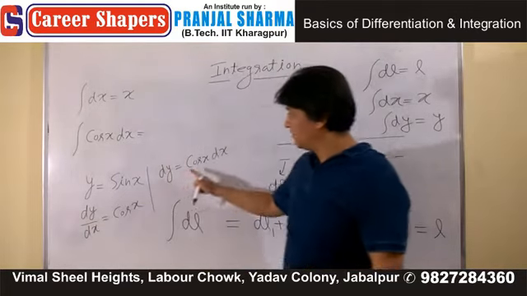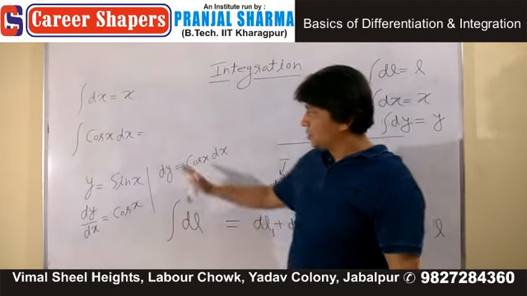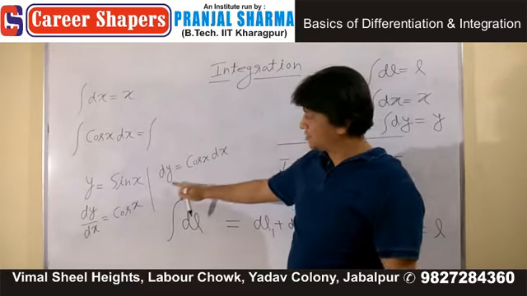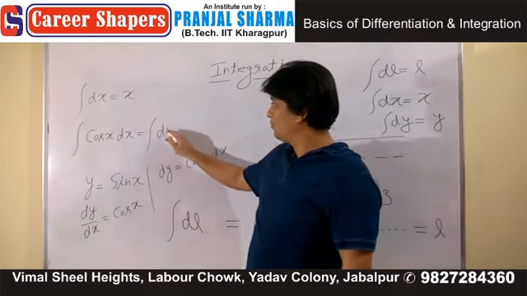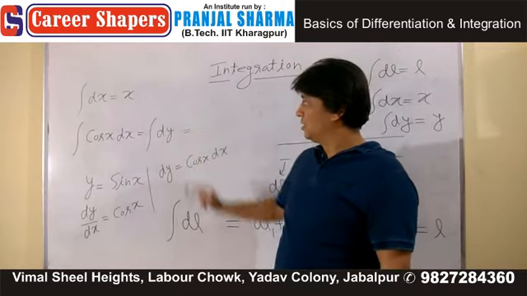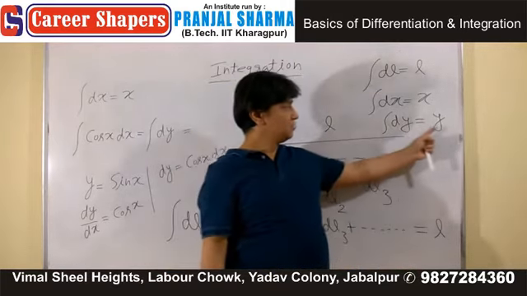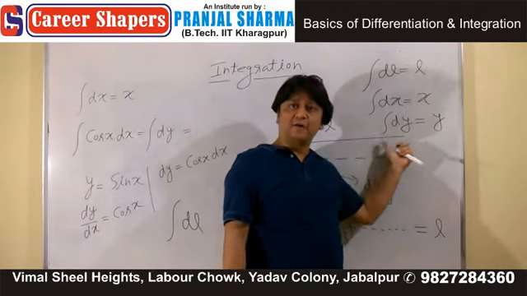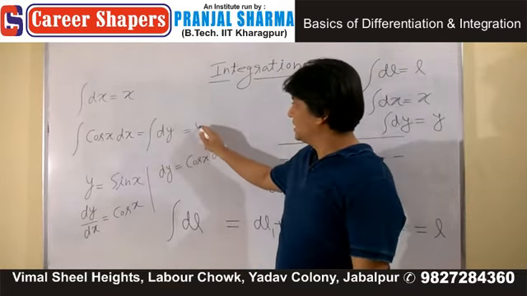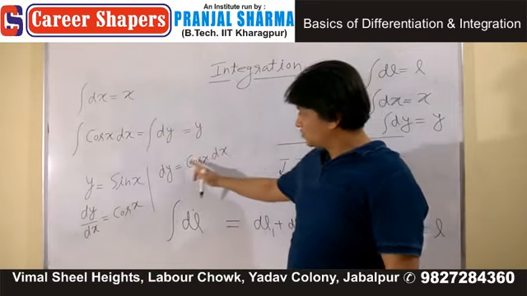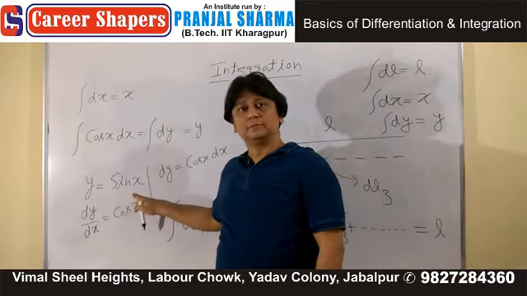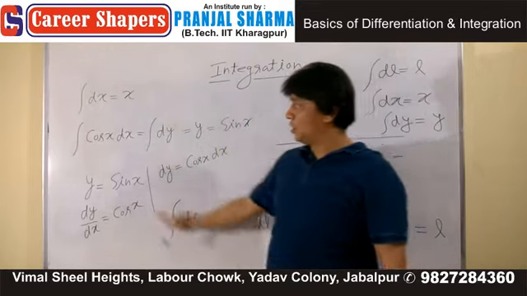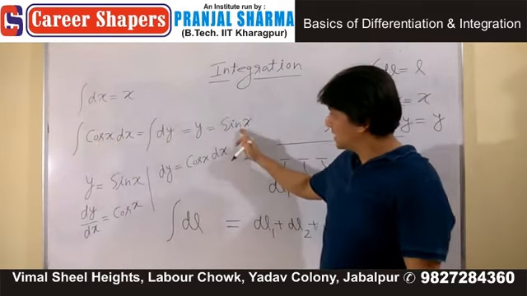Cross multiply, dy is what? Cos x dx. You need to integrate cos x dx. But what is cos x dx? Cos x dx is dy. Write down dy. Now, what is the integration of dy? y. If it is in this form, dl, L, dx, x, dy, y. So integration of dy is y. But what's the value of y? Sin x.